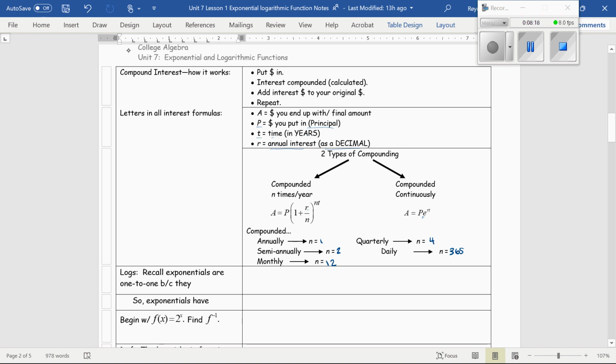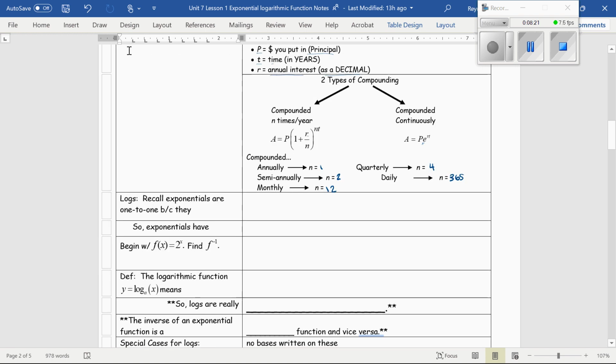All right, so moving into the inverse. The inverse of an exponent is a log. And so we can recall that the exponentials we were just looking at are what we call one-to-one functions because they pass the HLT. Oh no, sorry. Exponentials are one-to-one because they pass the HLT. So exponentials have an inverse, sorry.